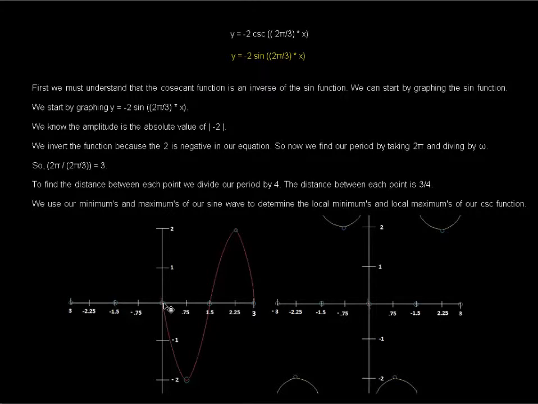Our 5 major points here are 0, 0, 0.75, -2, 1.50, 0, 2.25, 2, and 3, 0. When we switch over to our cosecant function, you could make a dotted line along these major points, and those become our local minimums and local maximums. And that is how you basically find the reciprocal function of the sine.